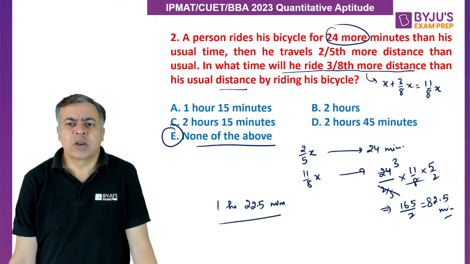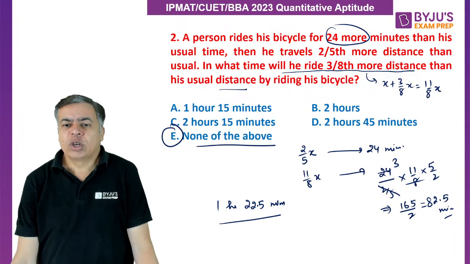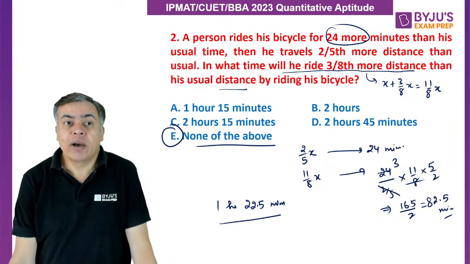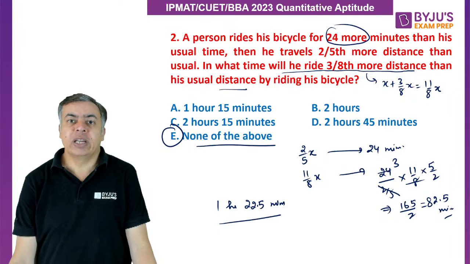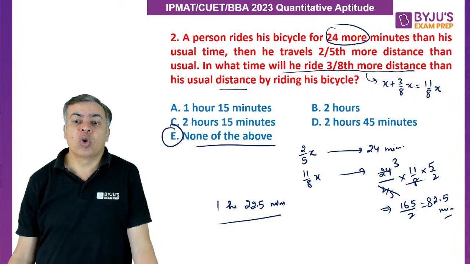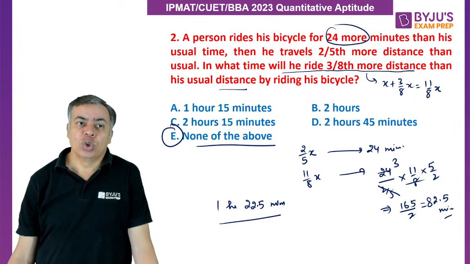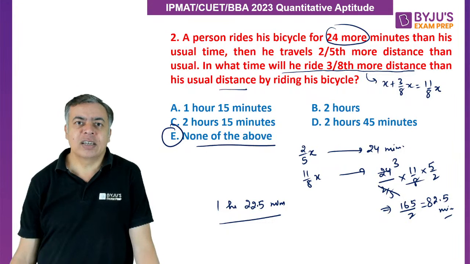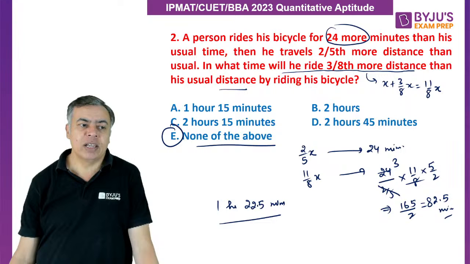It is a very simple question, directly given that 2/5 more distance, that means 2/5 of x is covered in 24 minutes. So what time will he take to cover 3/8 more distance than the usual? So usual is x, 3/8 more, that means it will become 11/8x. What time will it take to travel 11/8x?